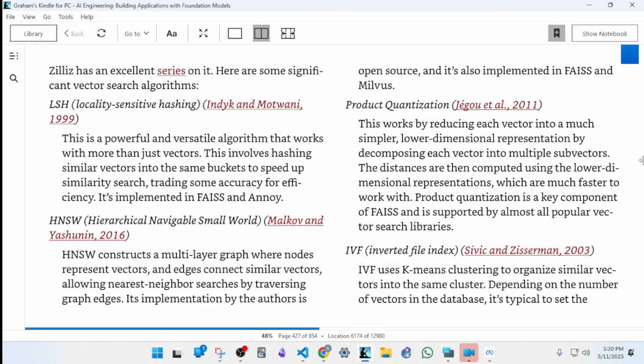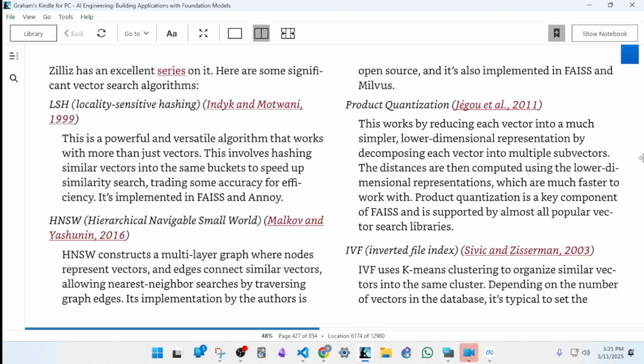The next vector search algorithm is product quantization, developed in 2011. This works by reducing each vector into a much simpler lower dimensional representation by decomposing each vector into multiple subvectors. The distances are then computed using the lower dimensional representations, which are much faster to work with. Product quantization is a key component of FAISS and is supported by almost all popular vector search libraries.